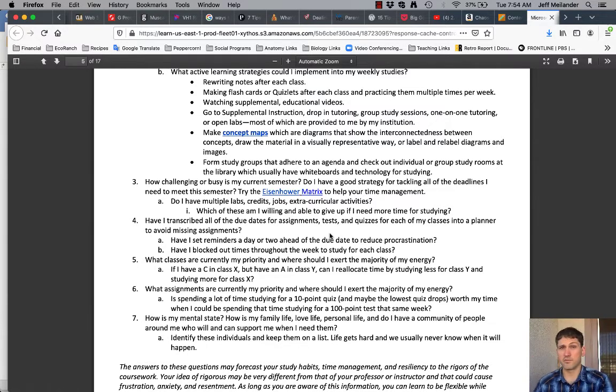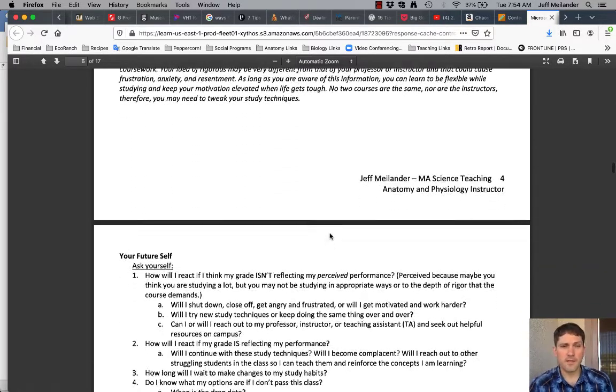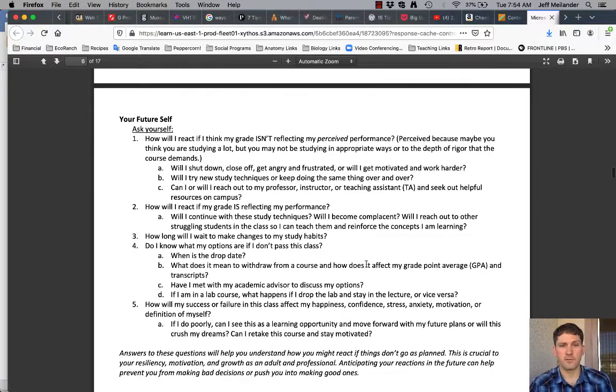Have you set up your schedule to break up these really big chunks of assignments and broken them into smaller tasks? And then, your future self is last. So reflecting a little bit on their future self is, how are they going to react when they don't do as well as they thought they should on their first exam? How are they going to react if they get a C in this lab? Is that going to just kind of crush them?